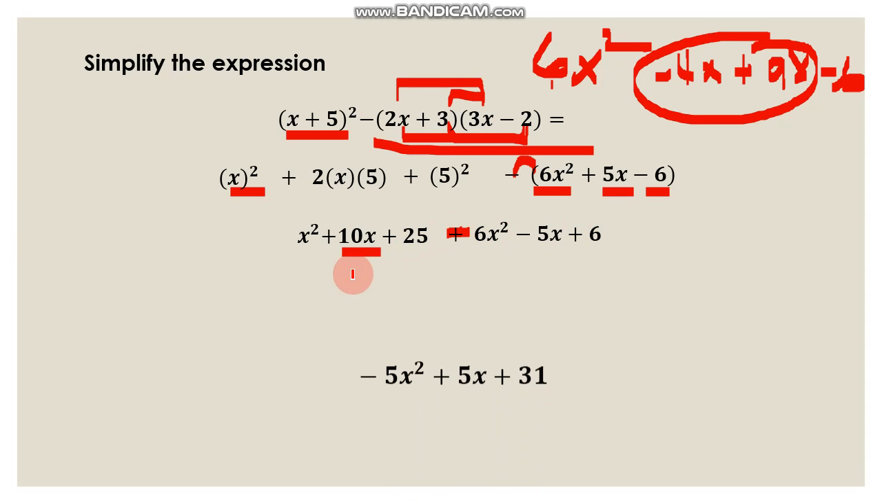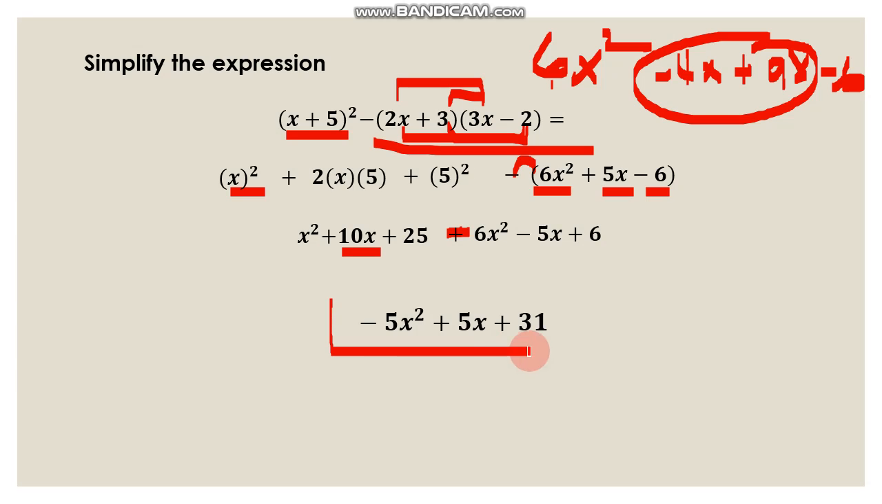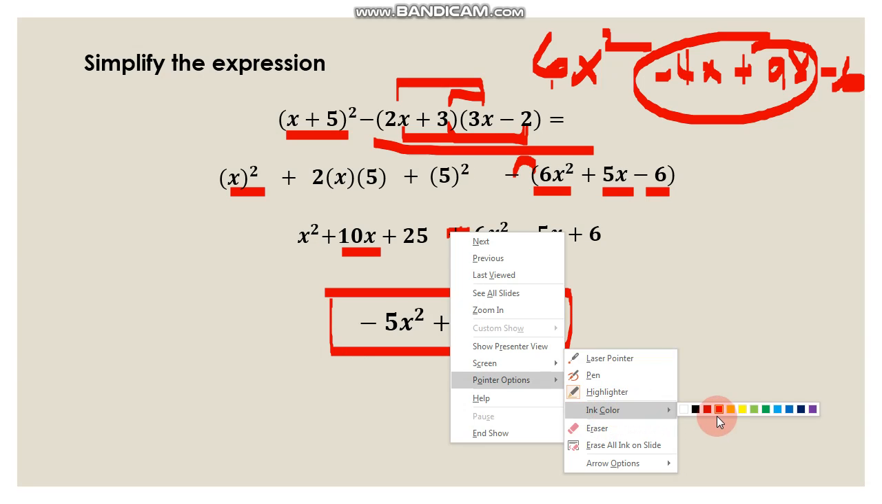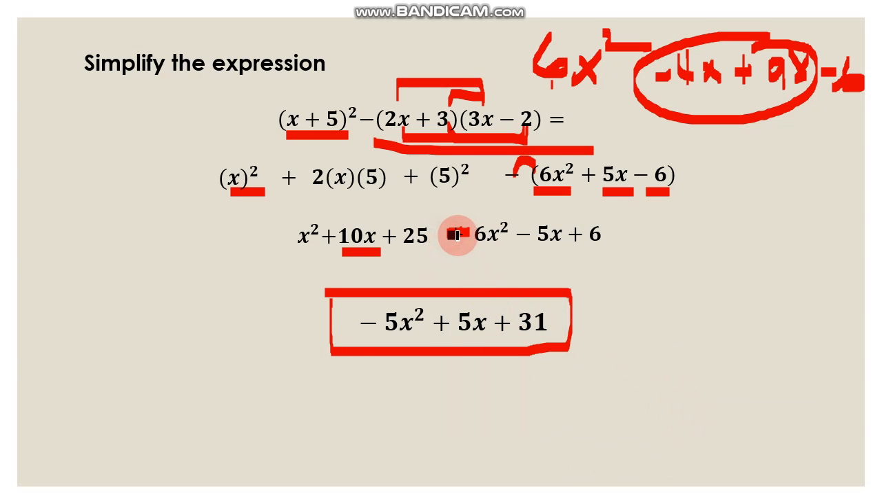So, and then simplify, we got this final answer. Negative 5x squared plus 5x plus 31. Again, this is not a positive sign. So this is a negative sign.